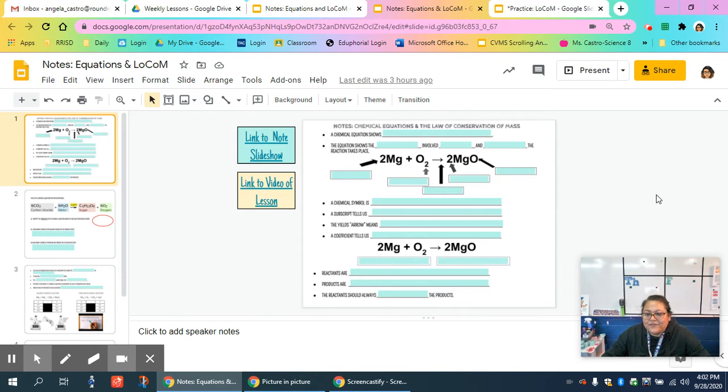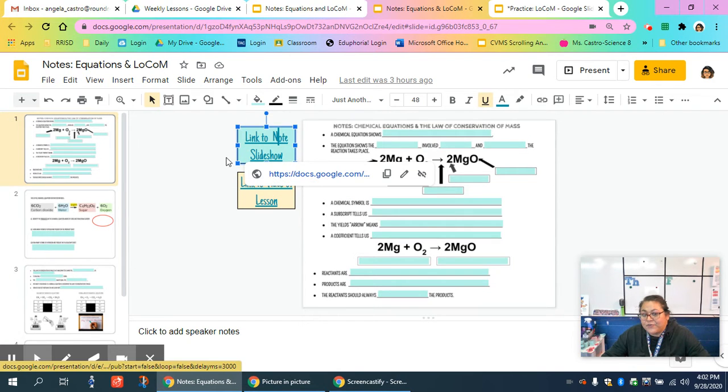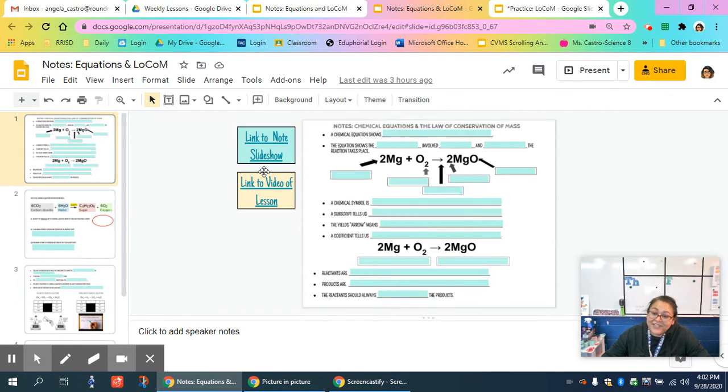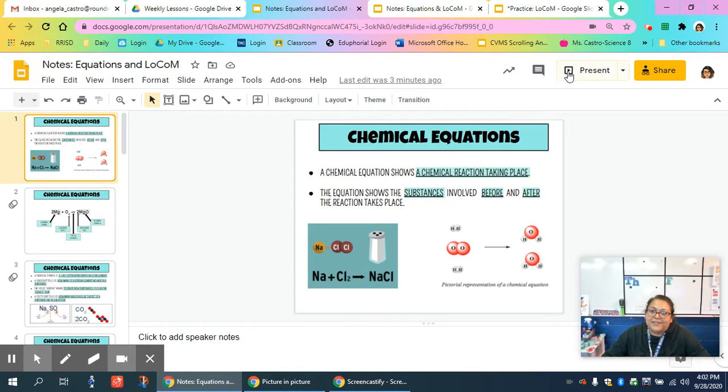This is a lesson for the notes on law of conservation of mass. So the document that you should have open looks like this. It says notes, chemical equations, and the law of conservation of mass. There are 2 links available, the slideshow that we're about to go through, as well as this video that you're watching right now that I'm filming for you. All right, let's get started.